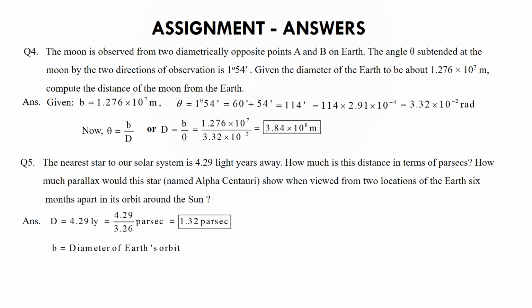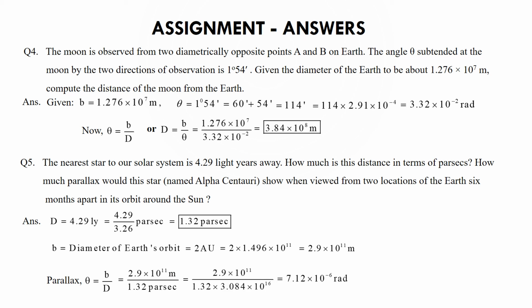The second one: we know B is the diameter of Earth's orbit, which is 2 astronomical units, that is 2.9 into 10 to the power of 11 meters. We know B, we know D, so theta we need to find. We know all the values. It's a very simple calculation. We put the values and what we get is 7.12 into 10 to the power of minus 6 radians. So we can convert into arc seconds, and what we get is 1.46 arc seconds.